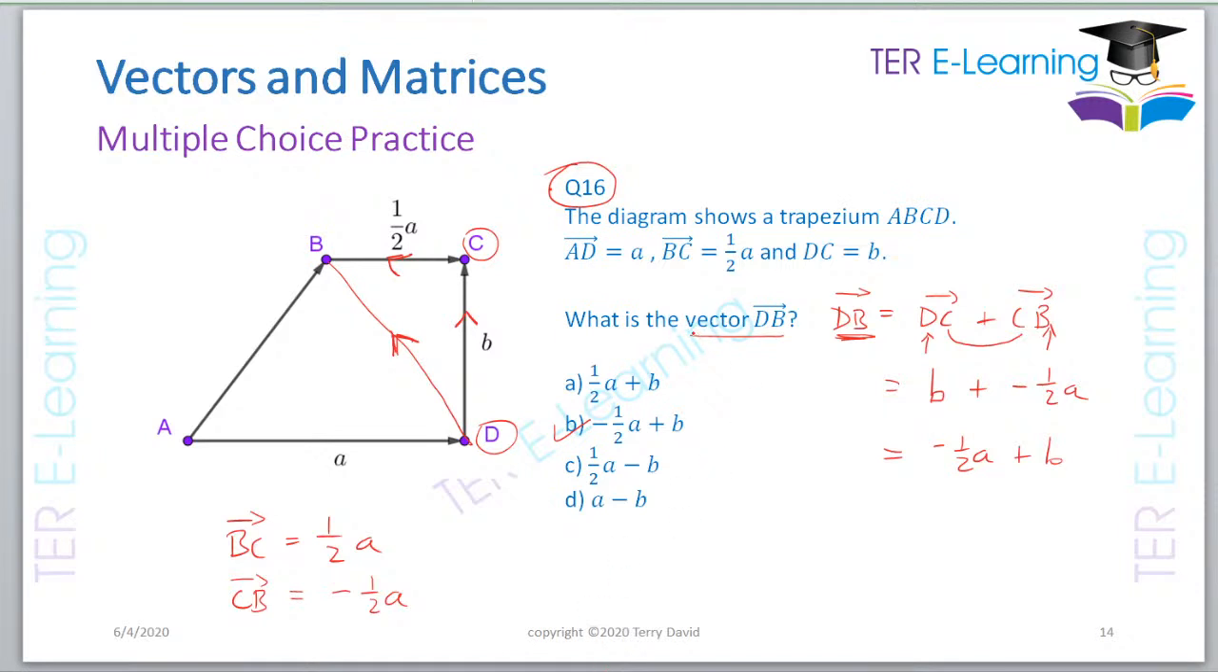Because the question wants the vector DB. So if you want to get DB, this is DB here, look at the arrow. So you want to start at D, then go to C, and then end up at B. So therefore you must go this direction, then this direction here. So therefore you're going to go B minus a half A. Right? So the answer is B for this question.